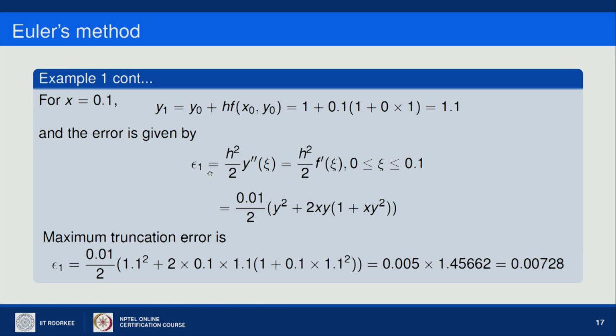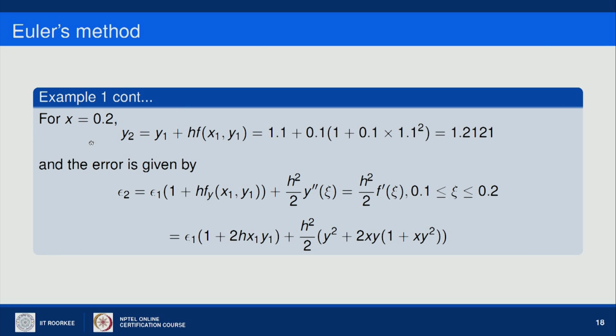Now, if I compute the error, epsilon 1 is given as h square upon 2 into y double prime xi, where xi is somewhere between 0 and 0.1. So, y double prime xi is f prime xi, and I have already calculated this. So, this is 0.01 upon 2 into the expression for y double prime. So, the maximum truncation error is 0.01 upon 2 into 1.1 whole square, because this is the value of y1, plus 2 times 0.1 into 1.1 into 1 plus 0.1 into 1.1 square. After simplifying this, we get the maximum truncation error in y1, given by epsilon 1, and the numerical value of it is 0.00728.